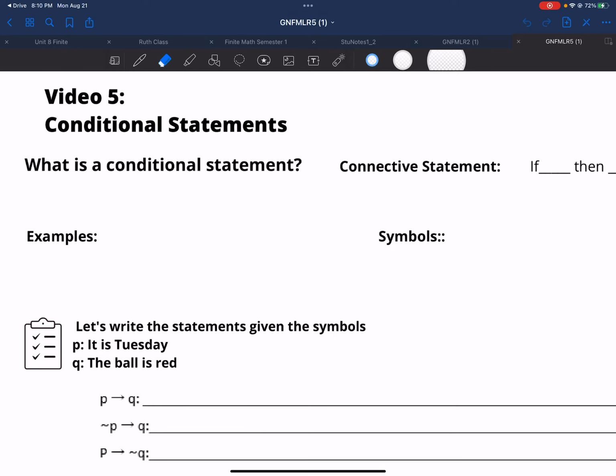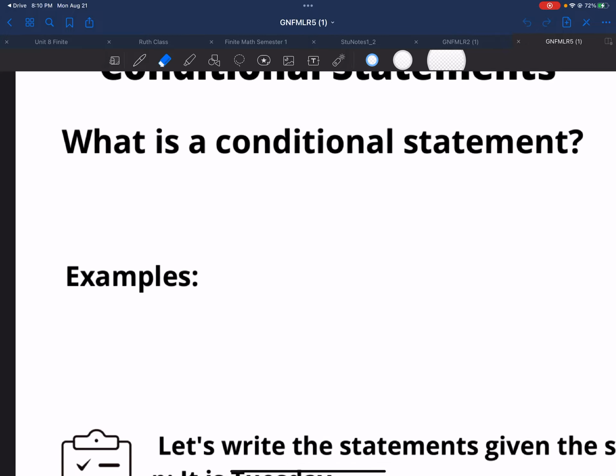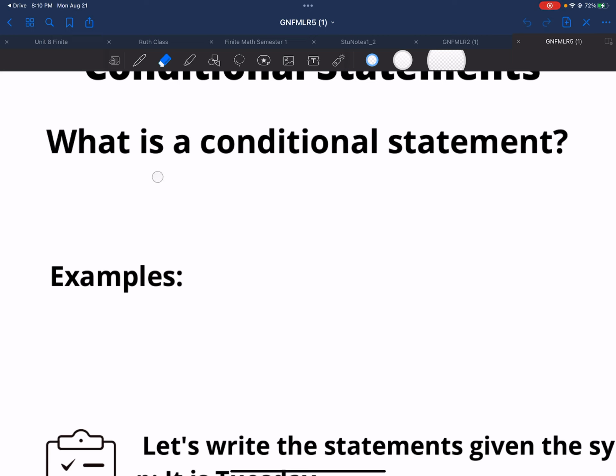All right, let's take a look at conditional statements. Conditional statements are actually pretty easy. There's two parts to a conditional statement. One is an if statement, and the other one is a then statement.